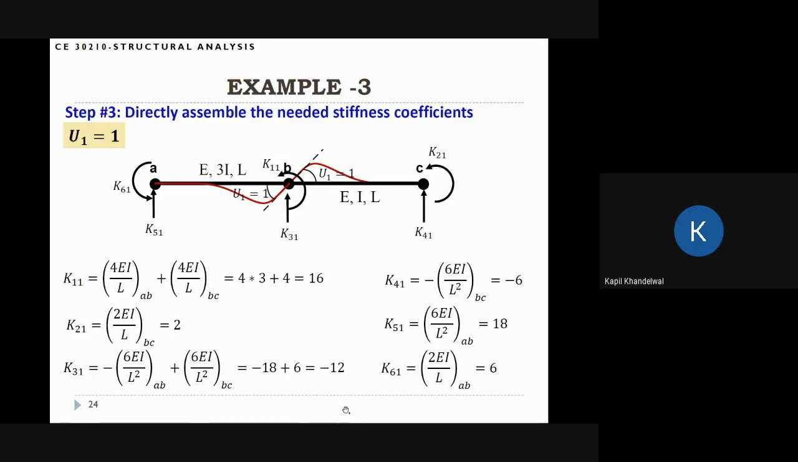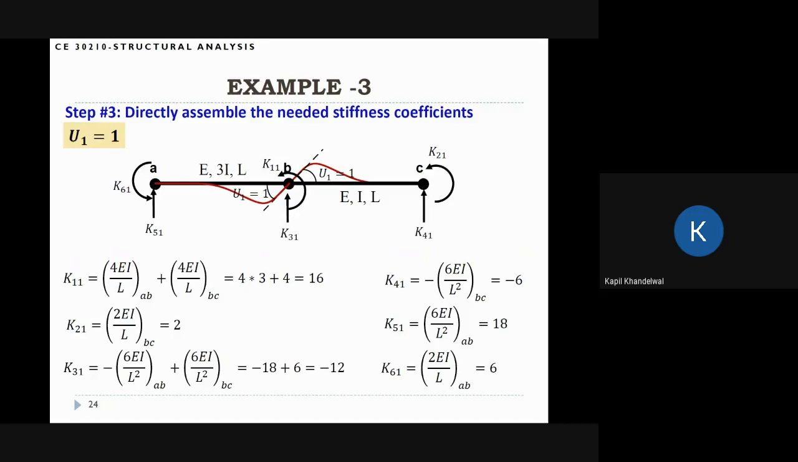So it will take some time and practice to think about how we are generating the stiffness coefficients directly. But if you are able to think about it carefully, you will get it. You'll get better by practice, and we can actually get these numbers very quickly if you do some practice. So this is for U1 is equal to 1.